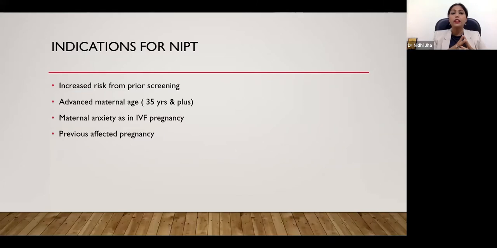Indications for NIPT: increased risk from prior screening, advanced maternal age, which we have already talked of, 35 years or plus, maternal anxiety as in IVF pregnancy or any other pregnancy where infertility was in the history, previous affected pregnancy, and the most important thing is if the patient is willing and if the patient wants to get it done.